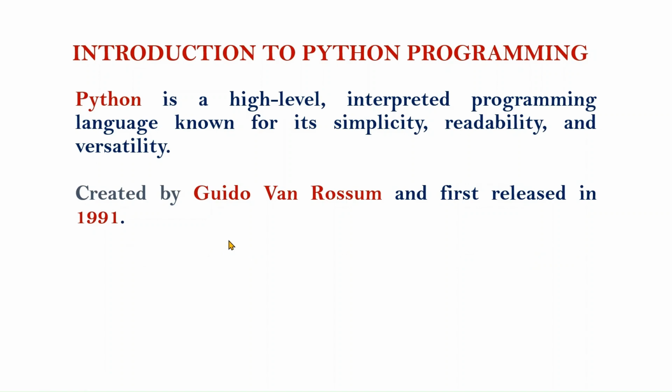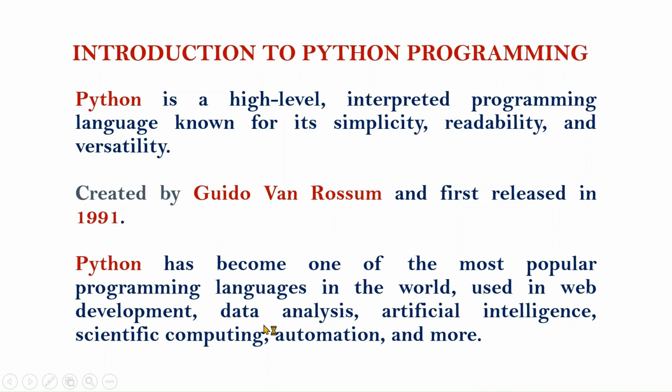And you can see very rapidly this programming language has been put into a diverse set of fields. Because it's very simple to understand, and you have a lot of built-in functions, so you need not write any sort of extra code for that. And that's the best part of Python programming. Now, Python has become one of the most popular programming languages in the world, and it is used in web development, data analysis, artificial intelligence, scientific computing, automation, and many more fields.